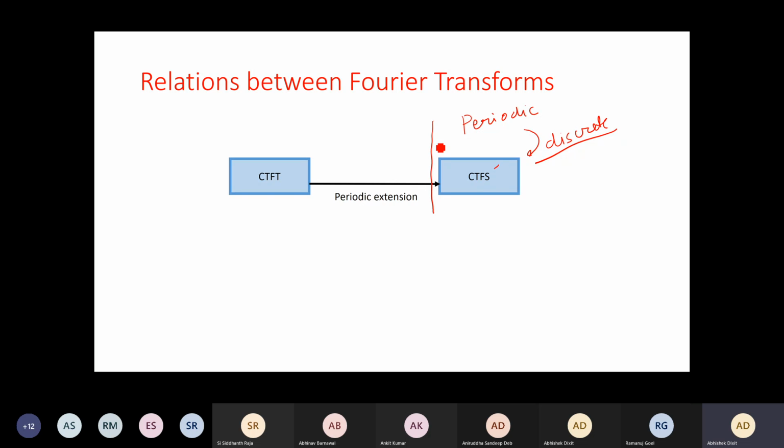So if I have to go from CTFS to CTFT, what should we do? We can come from CTFT to CTFS by periodic extension. From CTFS to CTFT, we should increase the time period to infinity. The time period of this signal should be increased to infinity, and this will make the spectrum smooth. Why? Because the impulses which were separated by 2 pi by T will become a continuous thing, since T tends to infinity, and so this spectrum will become continuous.